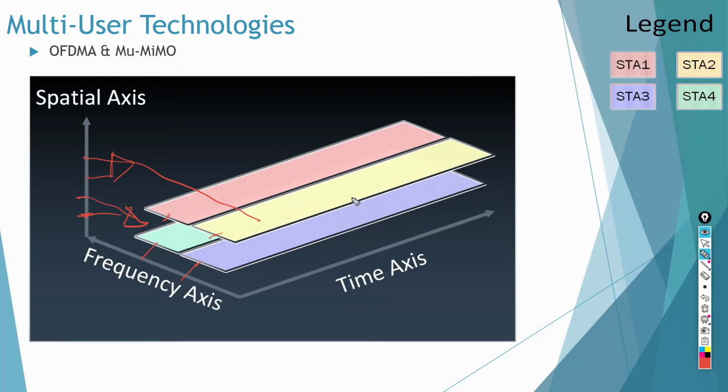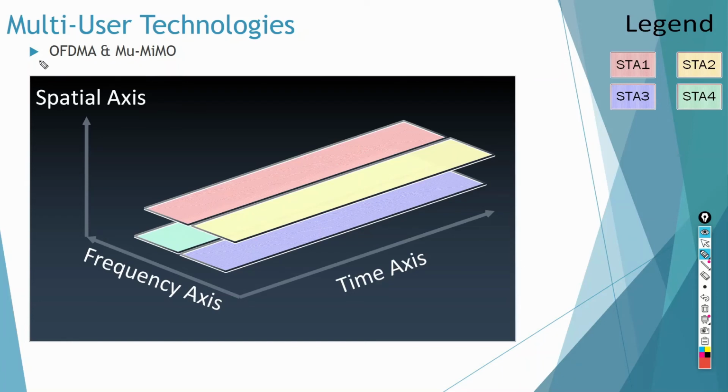By the way, I just put it in this way just to show an example. You might have this moved on top of this and this moved on top of this. So each one is using a different RU and different antenna elements. Okay, so that's all I have about the multi-user technology.